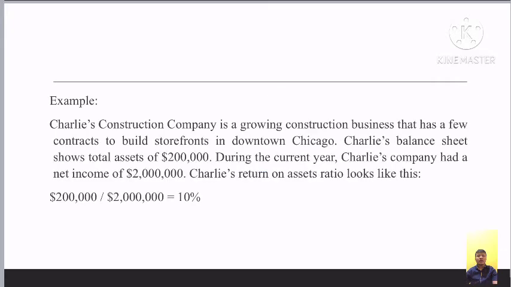For example, Charlie's Construction Company is a growing construction business that has a few contracts to build storefronts in downtown Chicago. Charlie's balance sheet shows total assets of $200,000. During the current year, Charlie's company had a net income of $2 billion. Charlie's return on assets ratio looks like this: $200,000 divided by $2 million equals 10%.